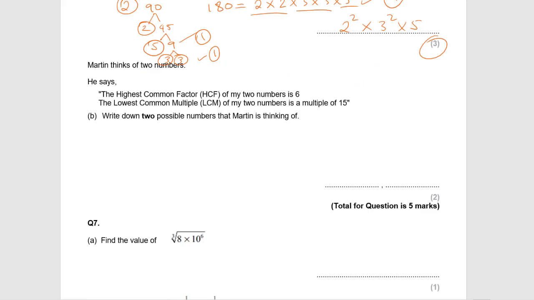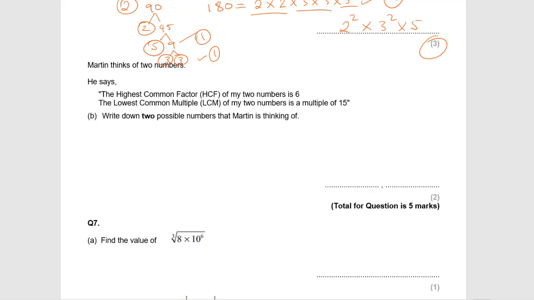Martin thinks of two numbers. He says the highest common factor of my two numbers is 6. The lowest common multiple of my two numbers is a multiple of 15. Write down two possible numbers that Martin is thinking of. And it's worth 2 marks.